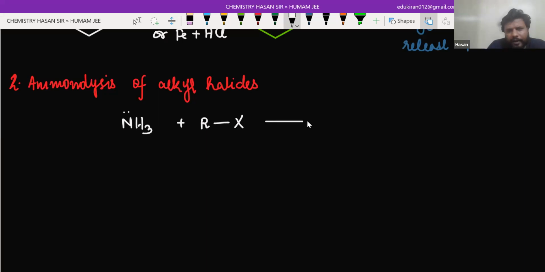You know that in alkyl halide, halogen is a leaving group. So what it will do? It will attract electron from the alkyl group. So there will be deficiency of electron in R. So this will be attacking on this. Since nitrogen donated its electron, there will be positive charge, RNH3 positive, and the bond between nitrogen and R will be a coordinate bond.